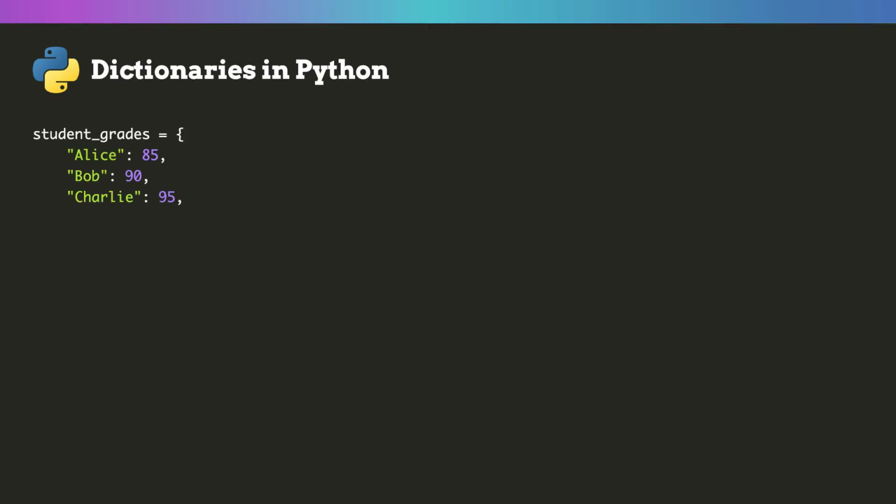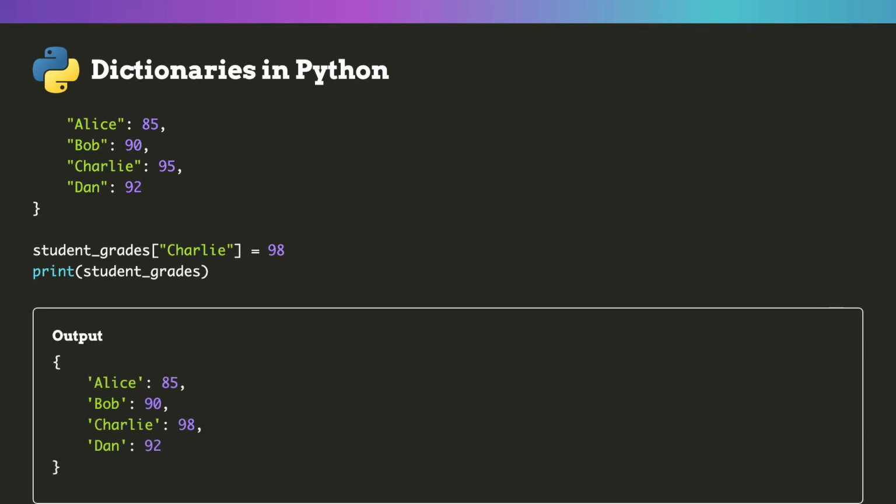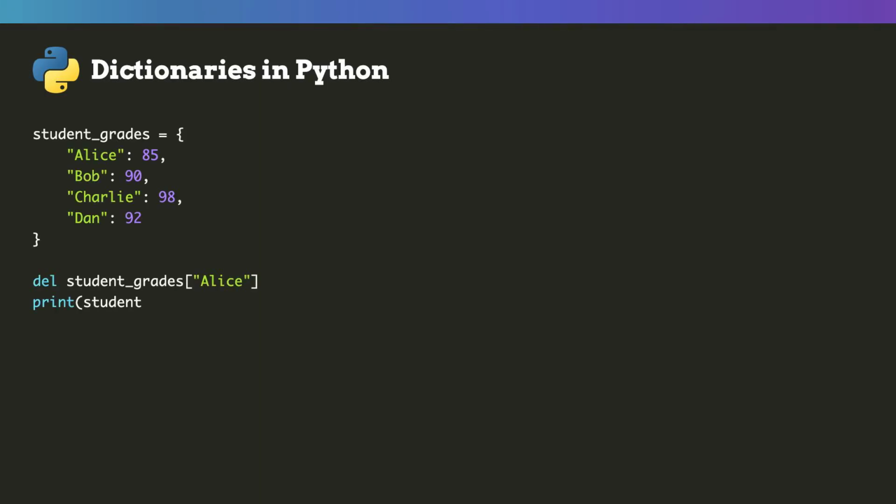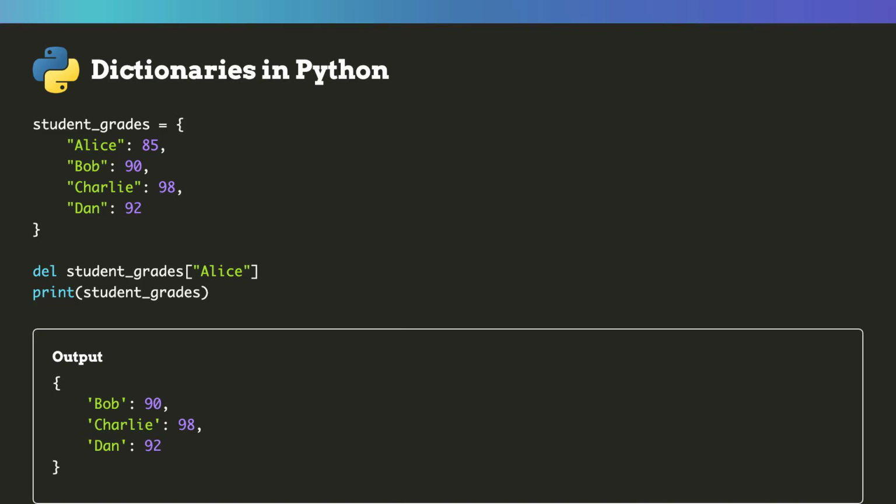You can also modify an existing value by reassigning it. Let's say Charlie just aced a test, so his grade is now 98. To remove a key value pair, use the del keyword. If Alice graduates, we can remove her from our dictionary.